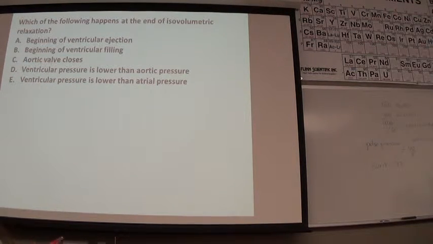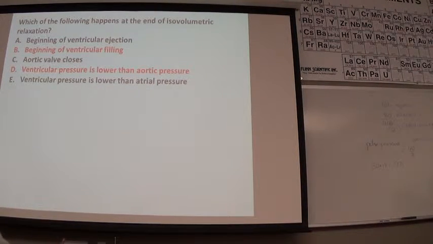Which of the following happens at the end of isovolumetric relaxation? So visualize that graph. I'll show it to you in just a moment. At the end of isovolumetric relaxation, are we at the P, the QRS, or the T wave? The T wave. So beginning of ventricular ejection? No. Filling? Yes. Aortic valve closes or opens? It's already closed, because we're coming down to relaxation. At the end of relaxation, it's already closed, you're right.